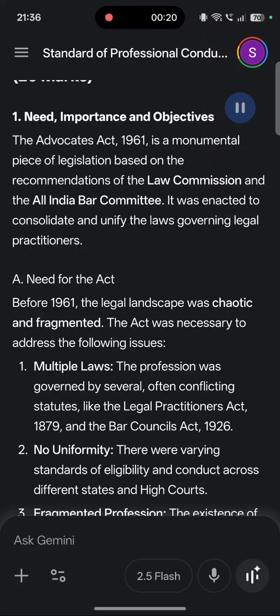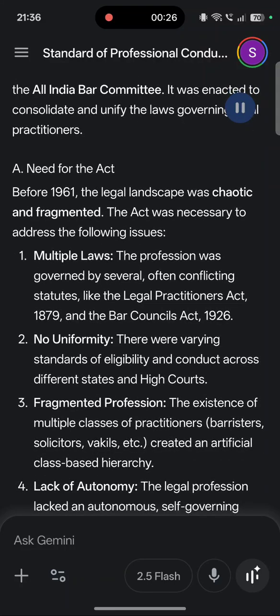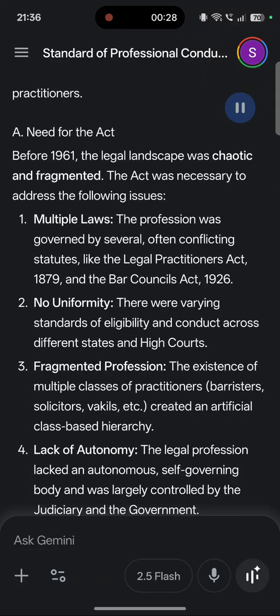A. Need for the Act. Before 1961, the legal landscape was chaotic and fragmented. The Act was necessary to address the following issues. 1. Multiple laws. The profession was governed by several, often conflicting statutes, like the Legal Practitioners Act 1879 and the Bar Councils Act 1926. 2. No uniformity. There were varying standards of eligibility and conduct across different states and high courts.